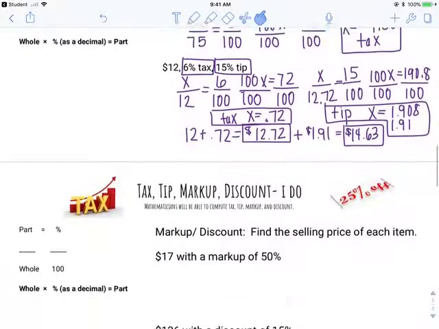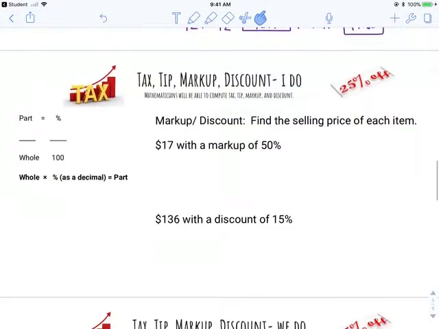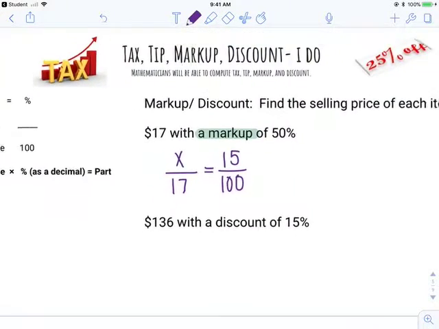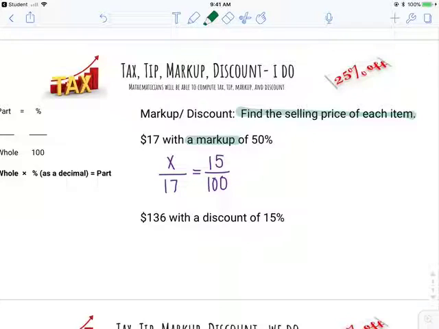All right, we're going to go down here. We're going to work with markup and discount, so I'm doing kind of one example of each. With markup, that means I'm actually driving the price of an item upward. So when a lot of clothing stores buy things, they buy them for a certain amount. They mark the value of that item up because they need to make money. So in this one, we have a $17 item. That's our whole. We want to know what the markup is. That's our part. They're going to mark it up 15%. So I write the 15 over 100. And I'm back to the directions. You have to find the selling price.